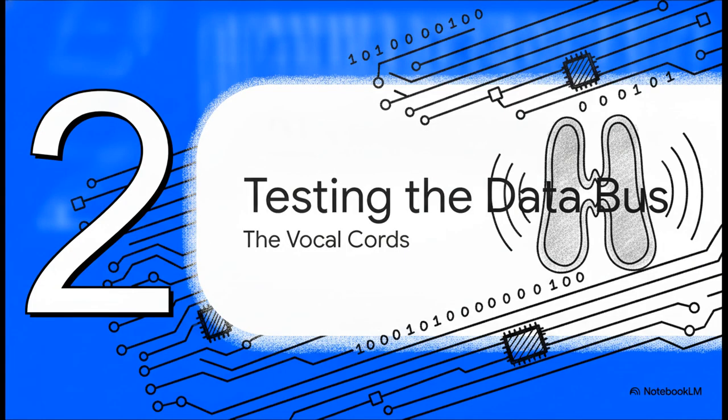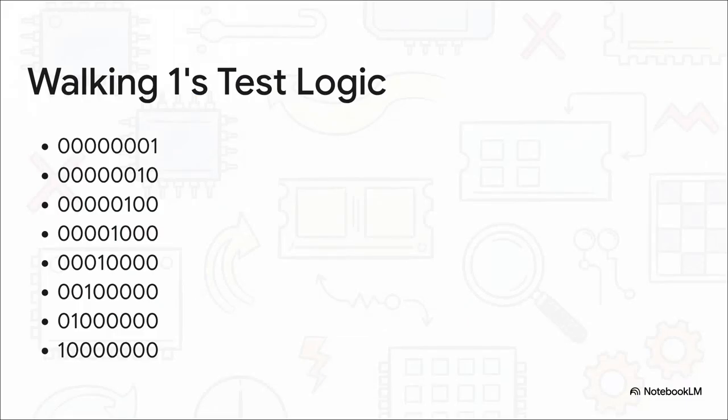Moving to section 2, testing the data bus, the vocal cords. Okay, before the processor can have any sort of meaningful conversation with the memory, it needs vocal cords. To test those, we use something called the walking ones test. Take a look at this binary sequence. We start with a single 1 all the way in the rightmost position. Then, we literally walk or shift that single 1 bit leftward one position at a time.